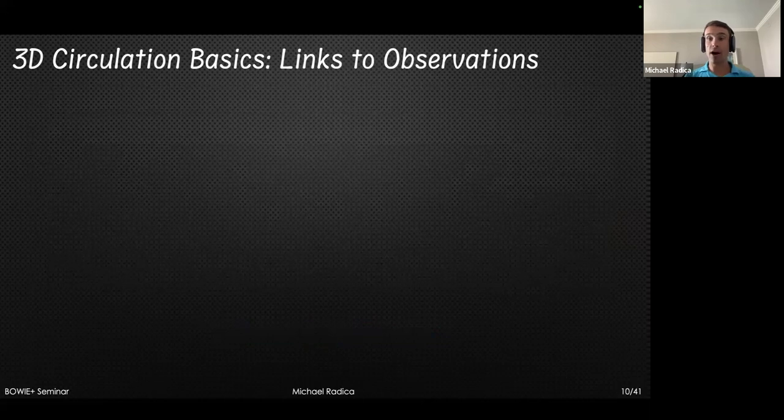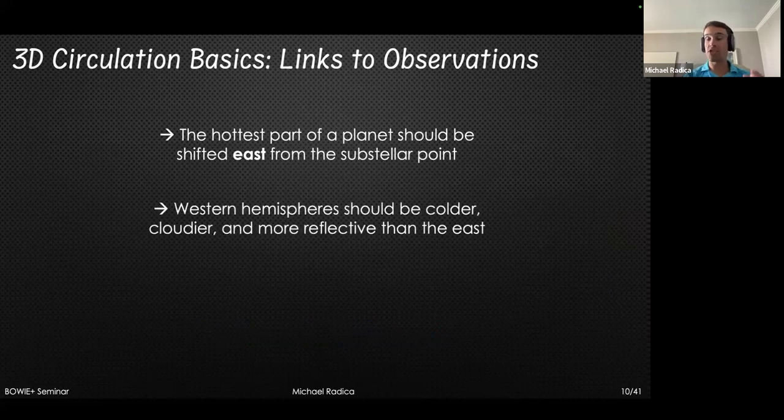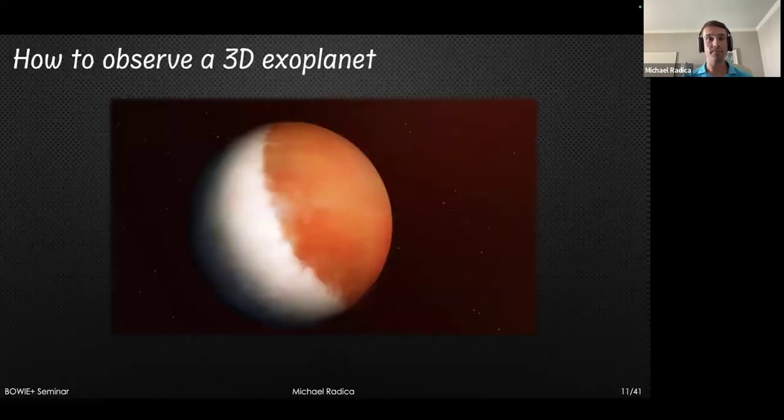Now, just to quickly summarize what we've talked about in this theory section, some of the main links to observations. Once again, the hottest part of the planet should be shifted eastwards from the substellar point. The Western Hemisphere should thus be colder, cloudier, and more reflective than the Eastern Hemisphere. And finally, as we just discussed, the atmospheric circulation should be driving chemistry away from that simple equilibrium expectation.